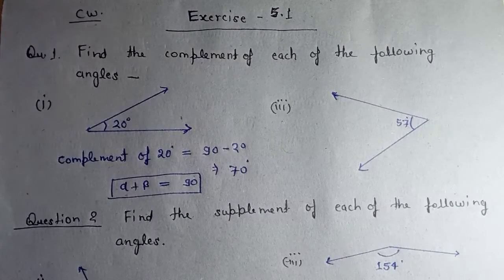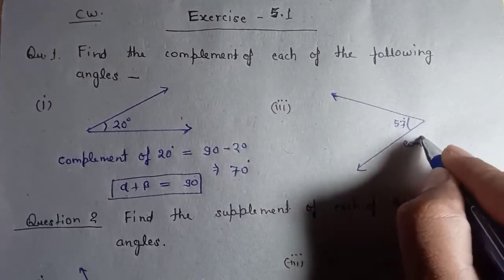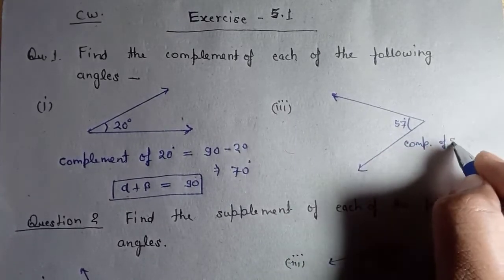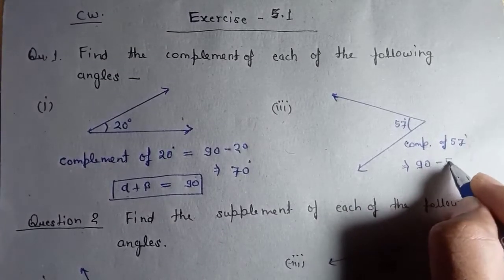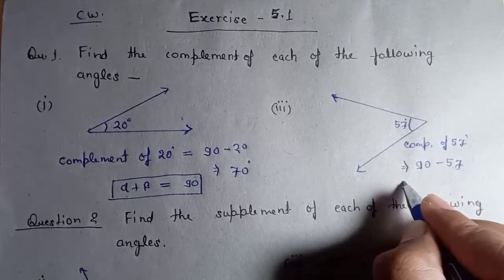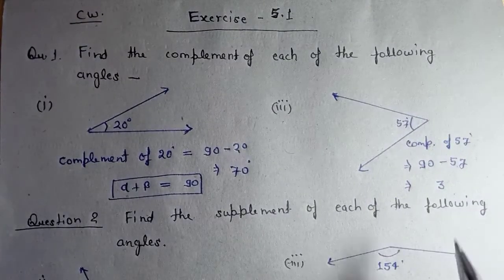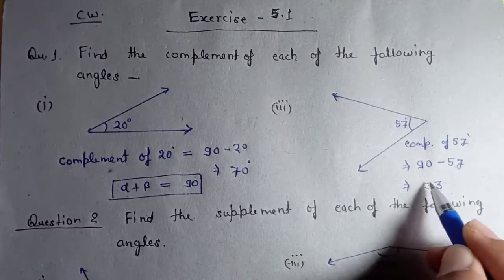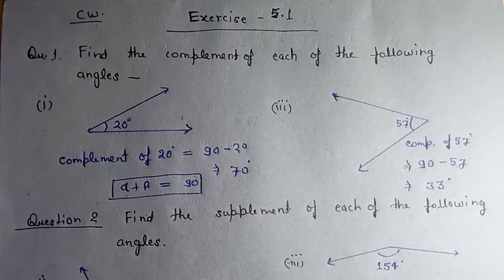In the third part of the question, it is 57 degrees. So find the complement of 57 degrees. The complement of 57 degrees is equal to 90 minus 57, and that gives the result. Here it is 3 and 3. So 33 degrees is the complement here for 57 degrees.